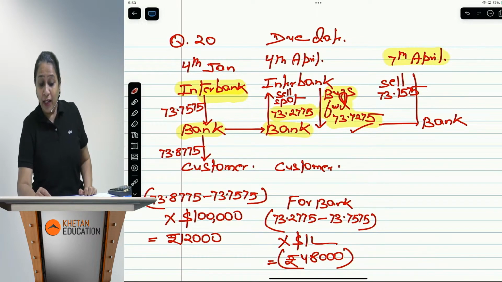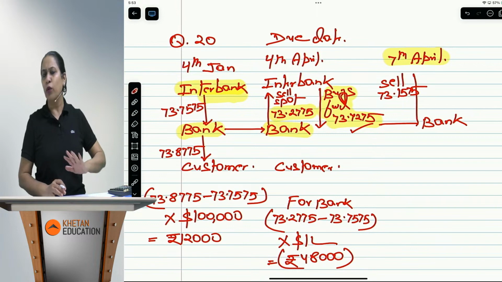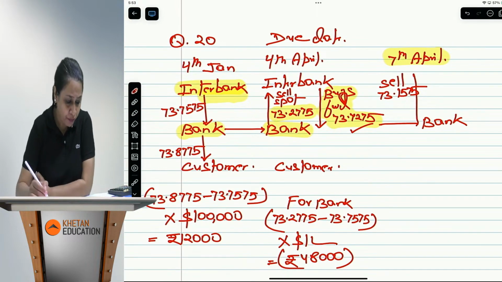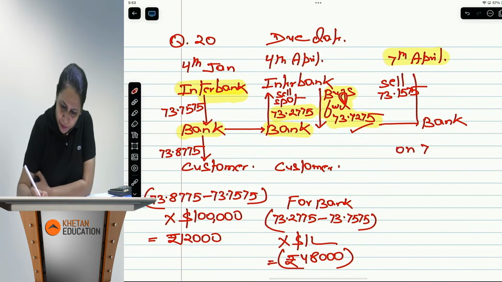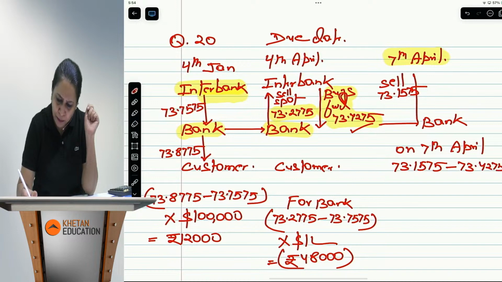But 73.1575 is applicable for the bank. For the customer, it will be this minus the TT margin rate. For the time being, can we put TT margin on hold? I don't want to discuss that. So what all are the calculations that we need to show here? Look at this now. On 7th of April, the customer sold at 73.1575. Pooja, please tell me the answer. And it had bought at 73.4275 only, right?